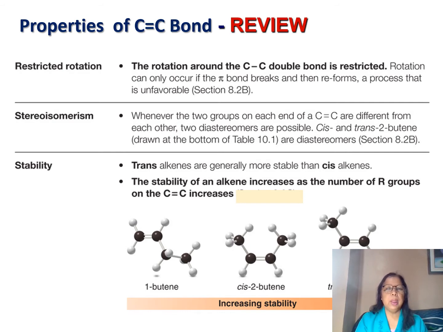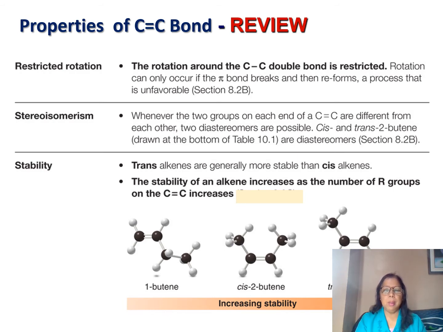And then another property is its capability to do stereoisomerism. Whenever two groups on each end of a double C-C bond are different from each other, two diastereomers are possible. Sorry. You have the cis and trans butene. This is the cis butene that we are referring to, and at my back is the trans butene. So you have here the double bond.